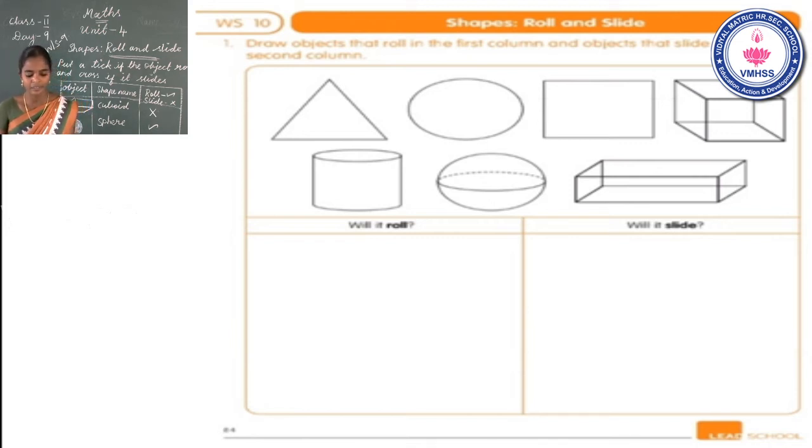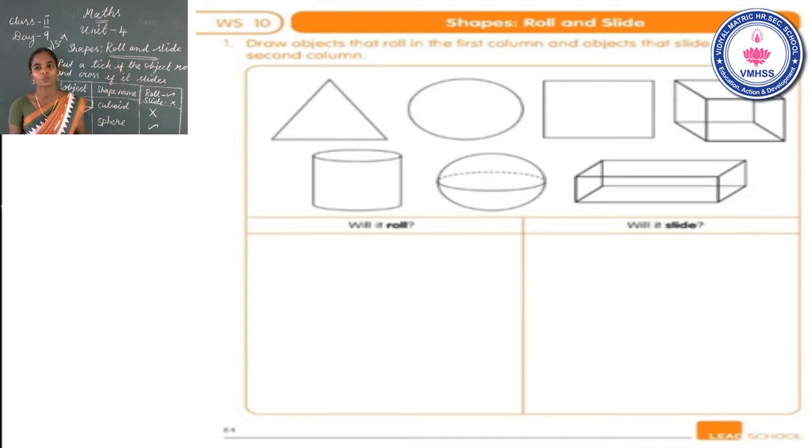Next, worksheet number 10. Children listen. In this question, draw objects that roll in the first column and objects that slide in the second column. How many shapes are given in the question? Count them.